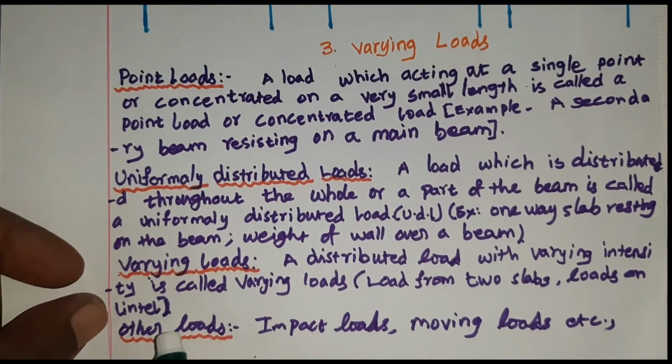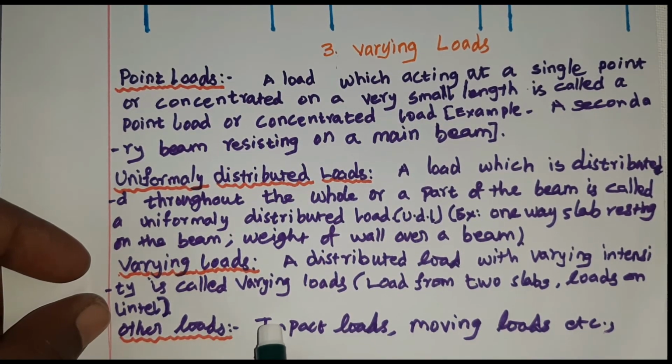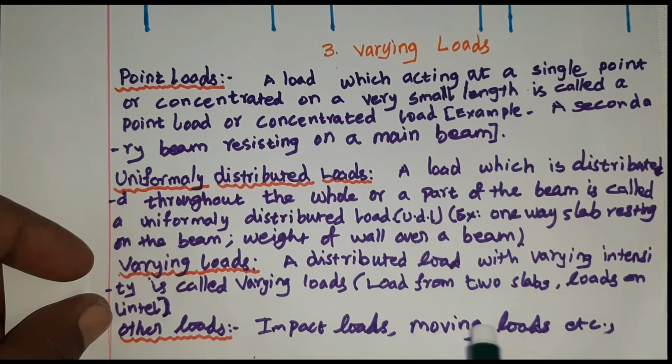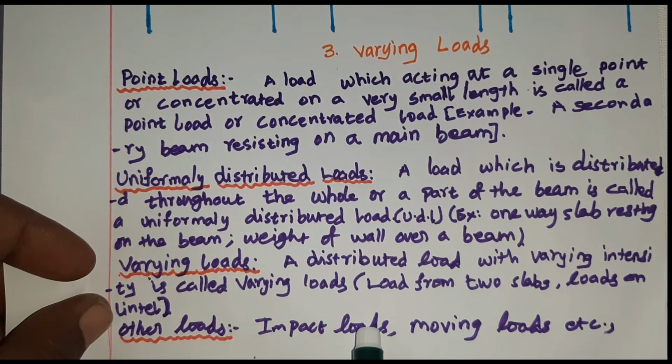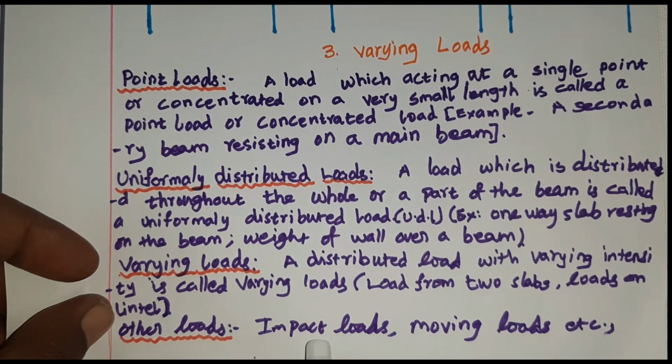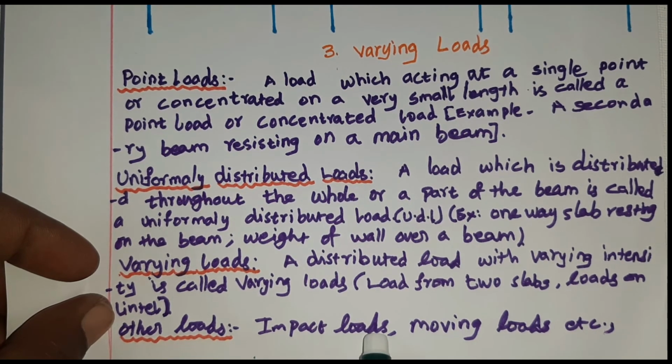We will have other loads, so the impact loads, moving loads, etc. Impact load is the load due to some moving object on the beam or a falling object on the beam. That is called an impact load. Sometimes if you have a bridge, it has a moving load and it suddenly stops. If we suddenly stop the vehicle, the load may be considered as an impact load.